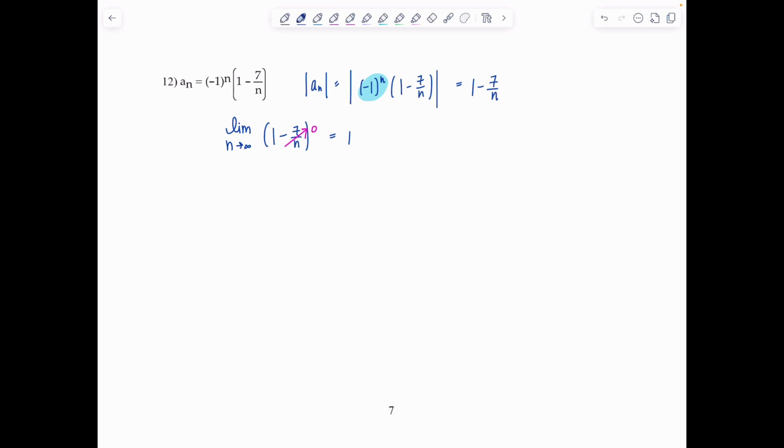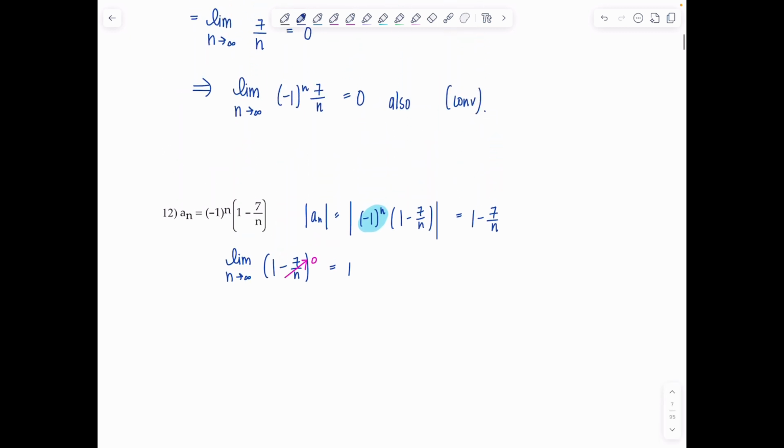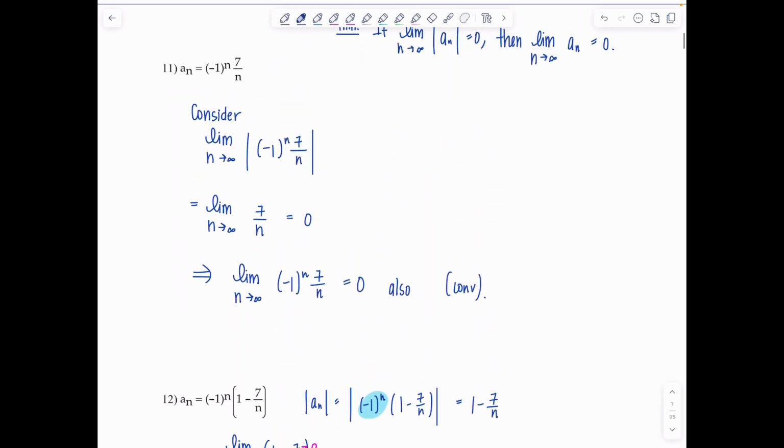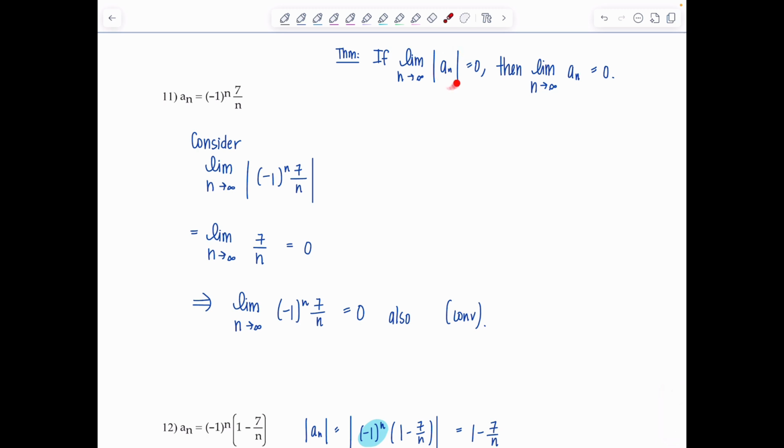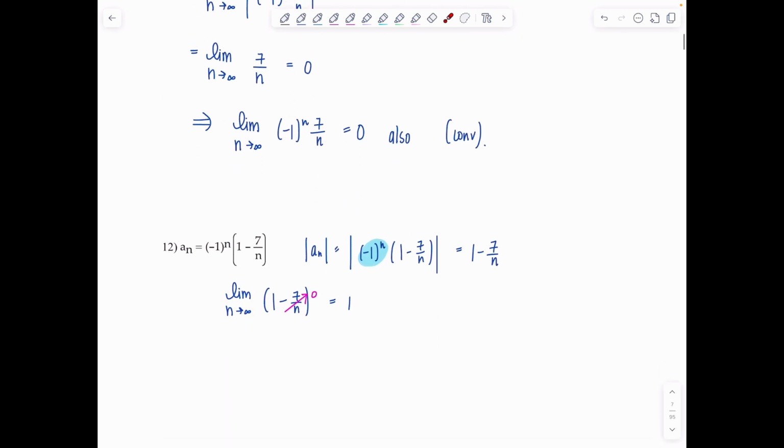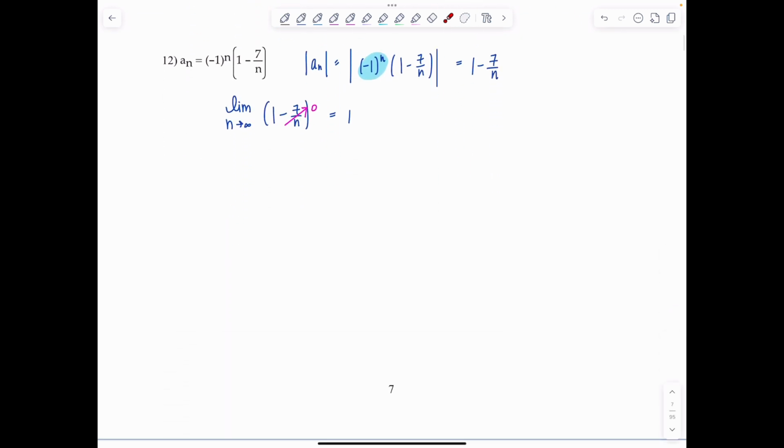Oh, wait a minute. Does the theorem apply? No, look. The limit of the absolute value of the terms has to be 0 in order for us to say that the original sequence approaches 0. So what do we do when it's not 0?